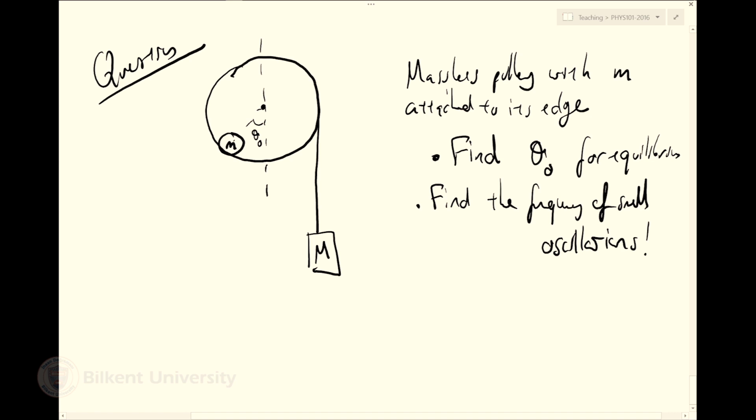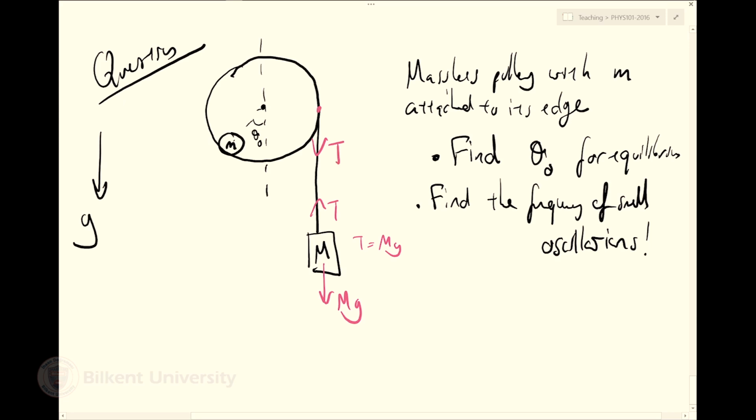How do you find theta 0? Let's think about that first. What should be our equilibrium condition here? In equilibrium, my pulley should not rotate, right? So the net torque on that pulley should be 0. So this is, of course, G. So what are the sources of torque here? I have mg, so that in equilibrium T is equal to mg.